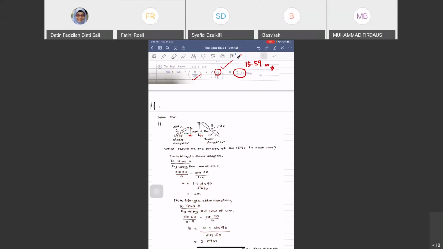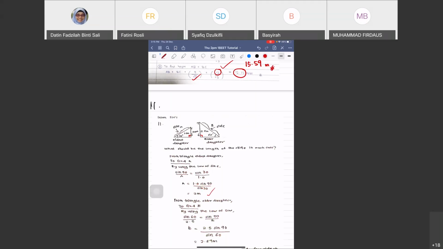Whether you use the law of sine or a simple sine ratio is actually the same thing. So you can use this one also like this. After all, sine 90 is 1. So basically you have 1 over sine 30, and sine 30 degrees is half, isn't it? Then that is 2 meters. So this one is correct.